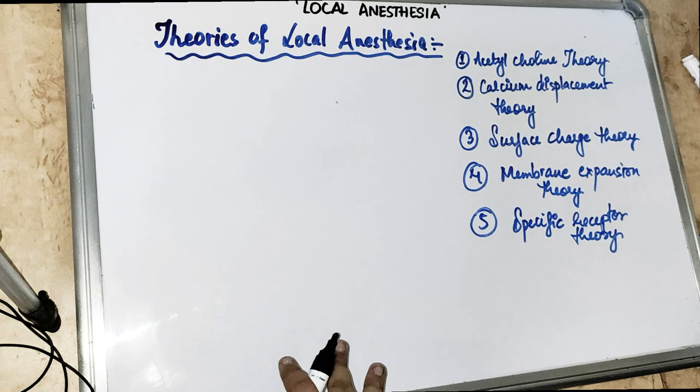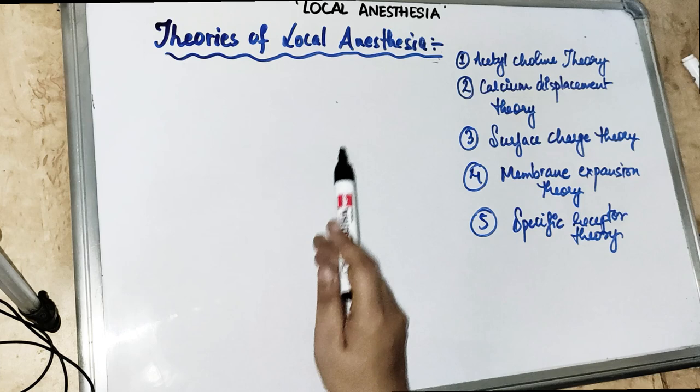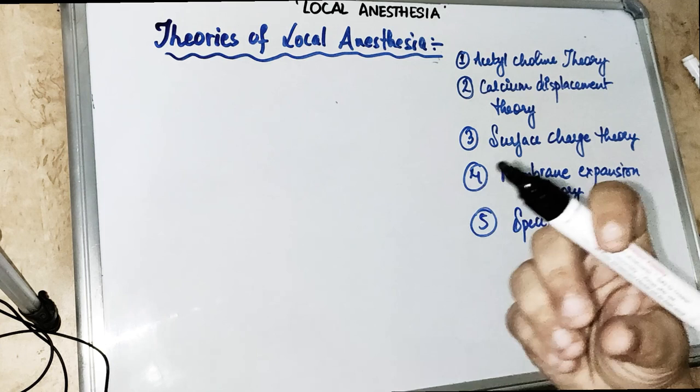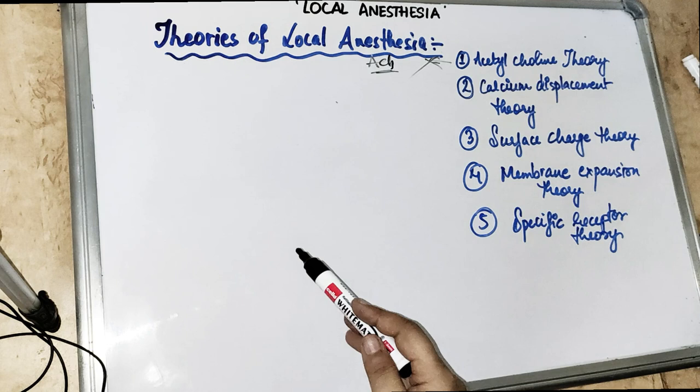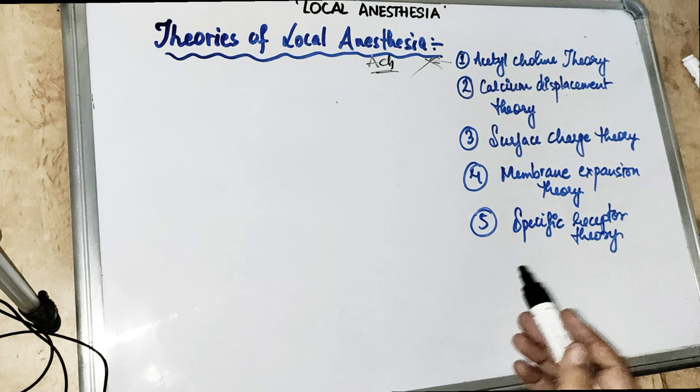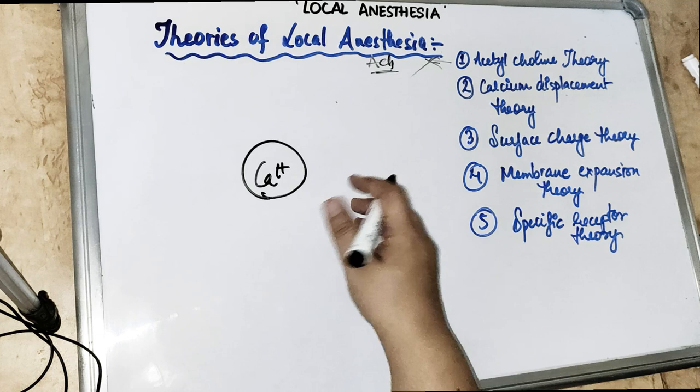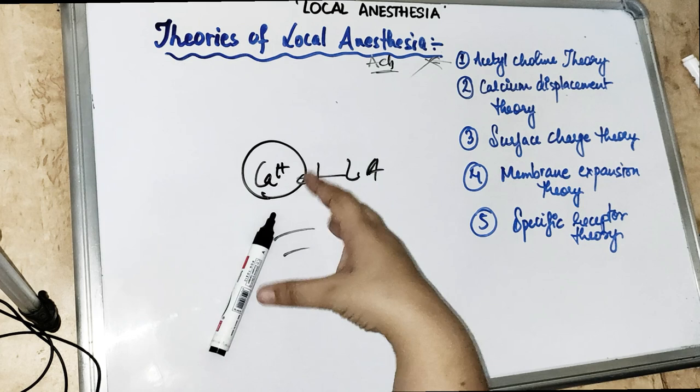So the first theory is the acetylcholine theory. This theory states that acetylcholine is not at all involved in nerve conduction. So it states that there is no involvement of acetylcholine in nerve conduction. That is not true, so that is not acceptable. Then there comes the calcium displacement theory. The calcium displacement theory states that the calcium ions get displaced from the receptor site and they bind to the LA molecule. So this theory is also not acceptable, and this is not how LA works.